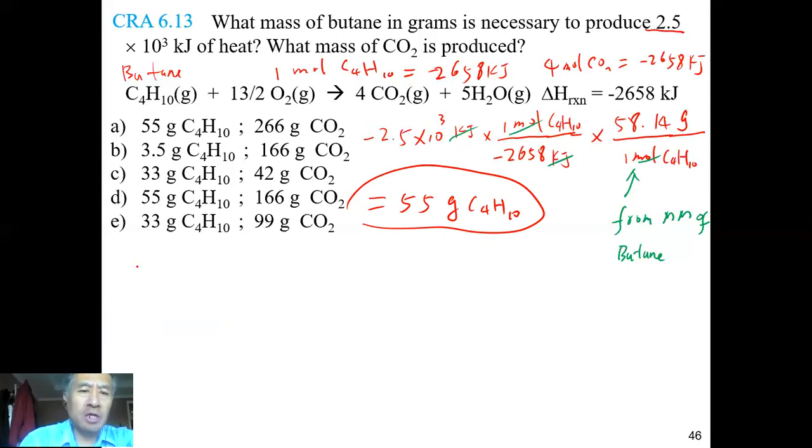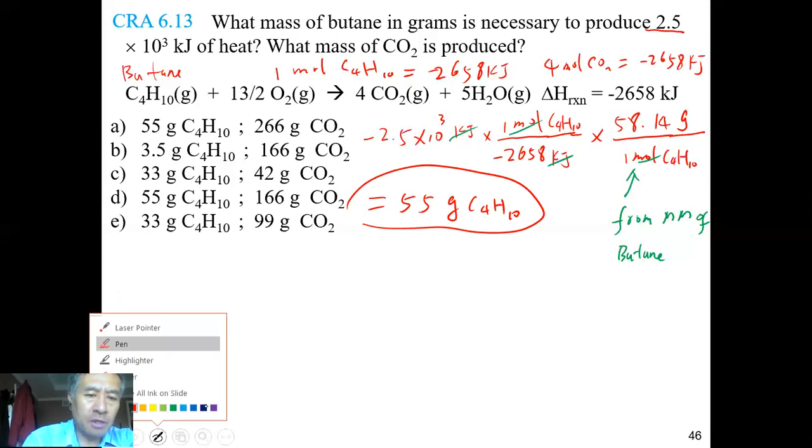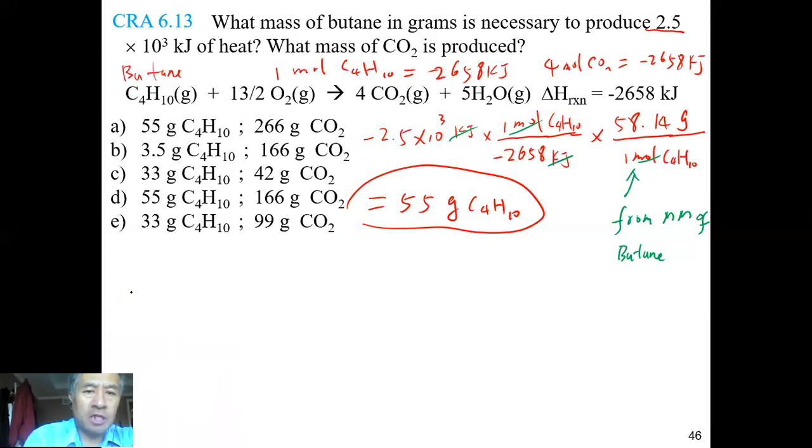Very similar, we'll start with negative 2.5 times 10 to the positive 3 kilojoules. So if you want to produce this amount of kilojoules, you need 55 gram of C4H10. And that also produces CO2. So then it asks you how many grams of CO2 can be produced?